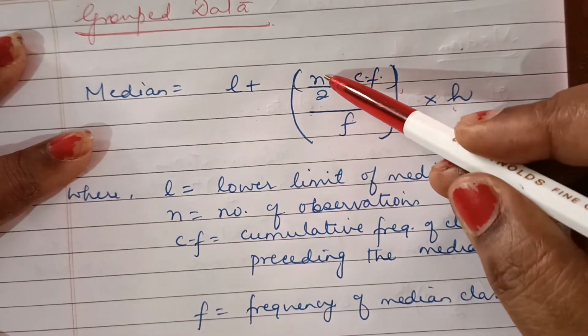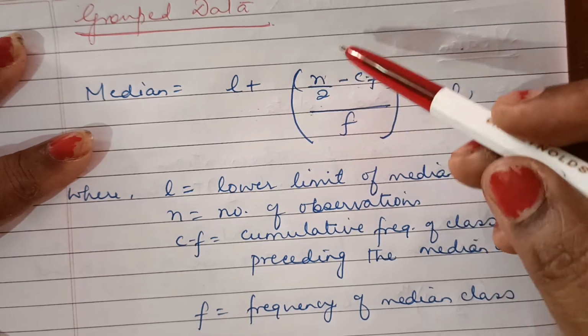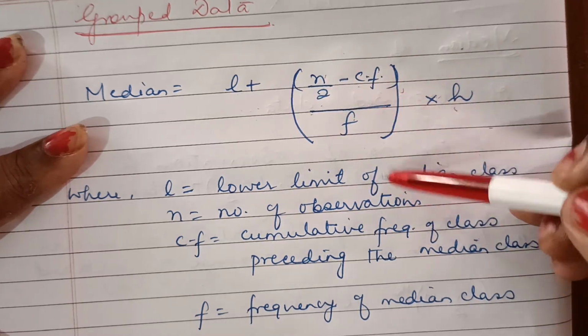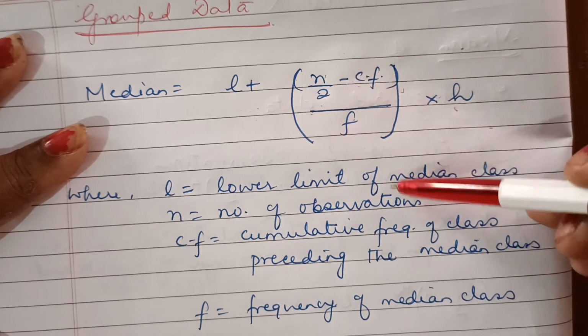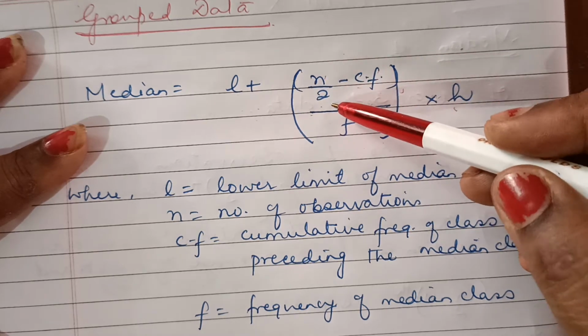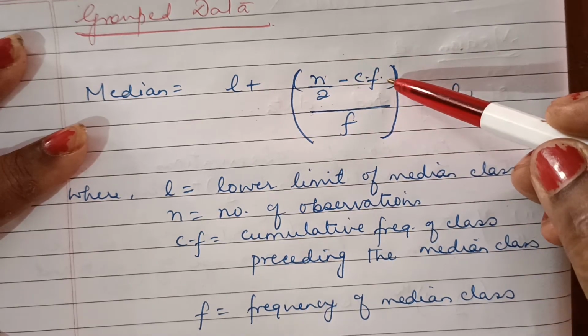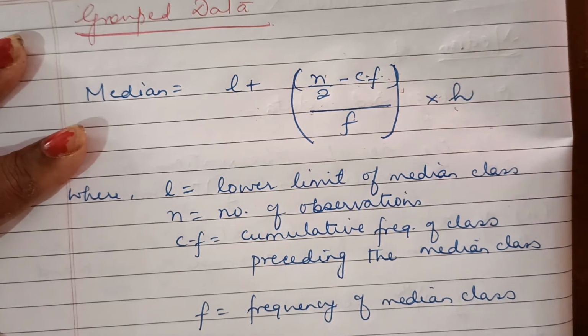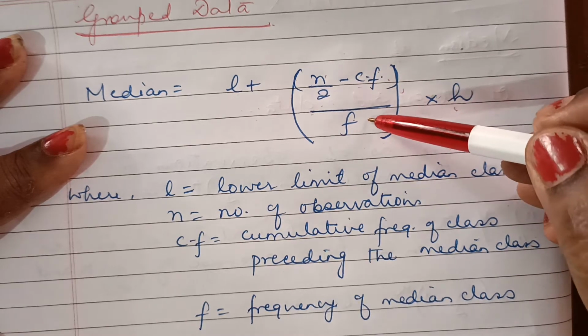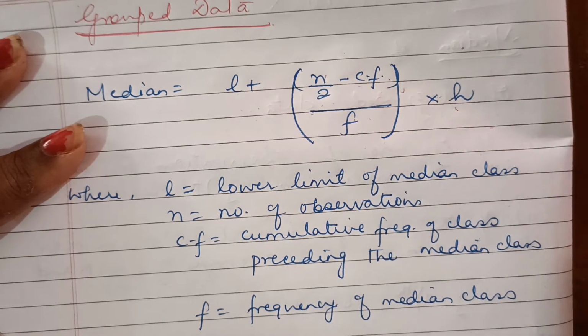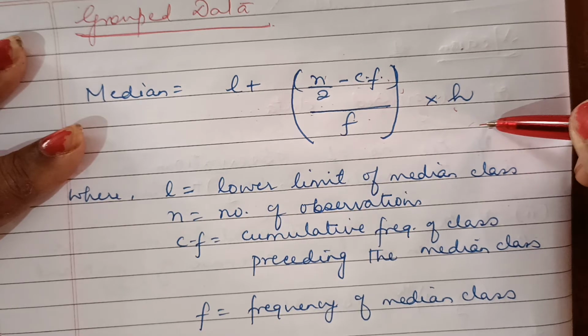n by 2: n is the number of observations, that is, the total frequency. Then n by 2 minus Cf, where Cf, the cumulative frequency, is the cumulative frequency of the class preceding the median class. f is the frequency of that particular median class, and h is the class size.